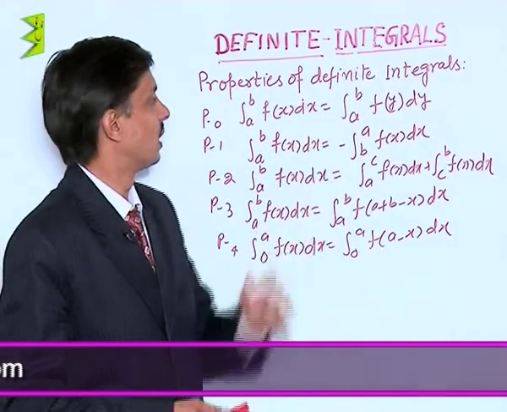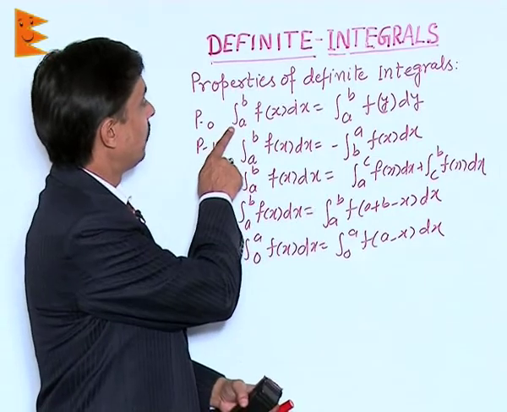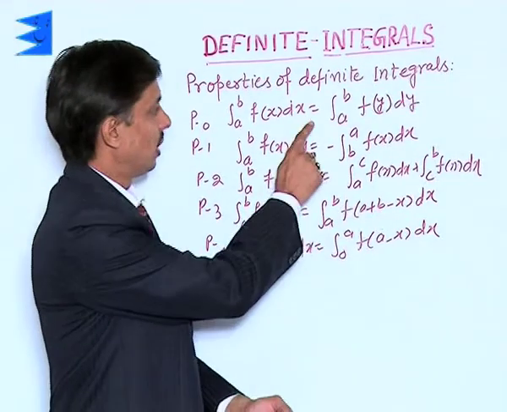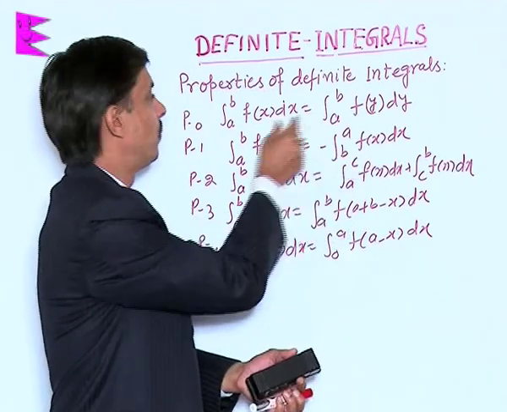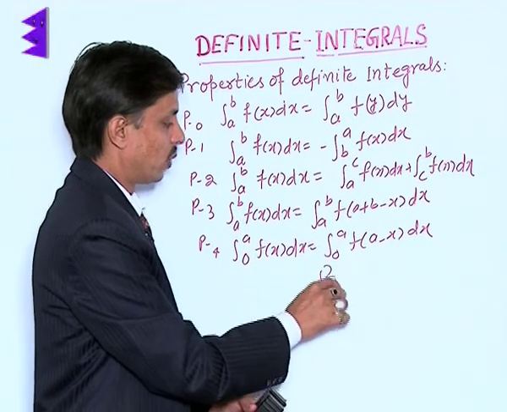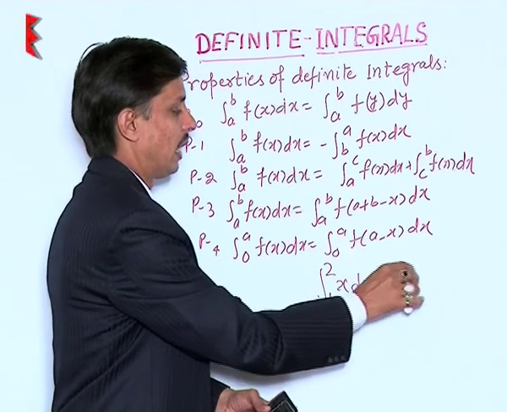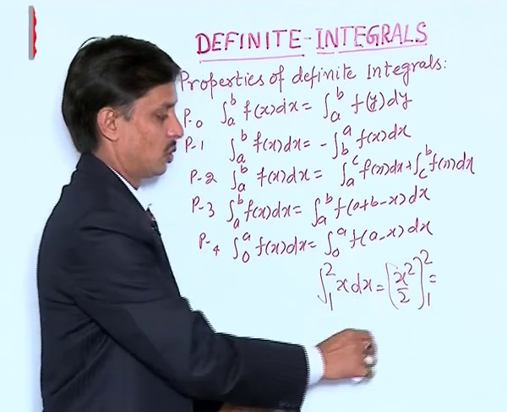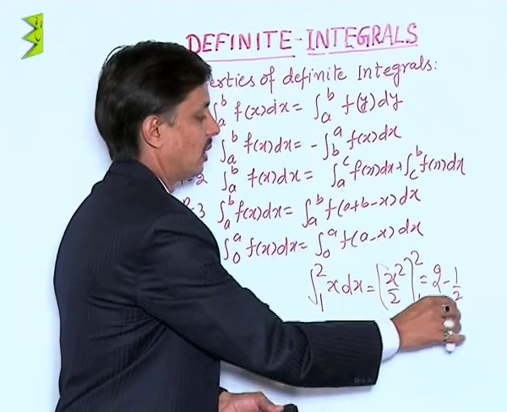Properties of the definite integral are: the first property is that the integral from a to b of f(x) dx is equal to the integral from a to b of f(y) dy. Meaning, a change of variable will not change the result, which I can show you. Suppose it is the integral from 1 to 2 of x dx. Then what's the answer? x square upon 2 from 1 to 2, that is 2 square, 4 upon 2, that is 2, minus half. The result is 3 by 2.